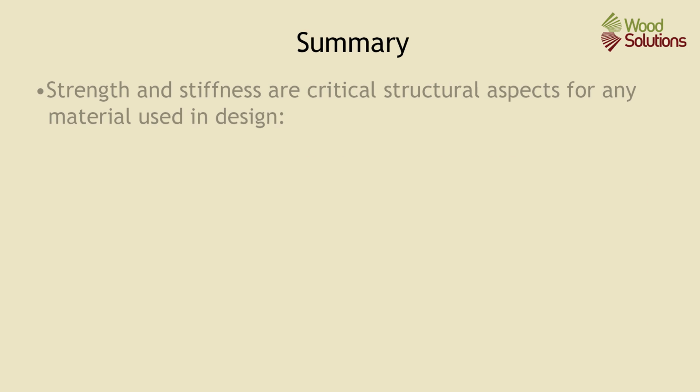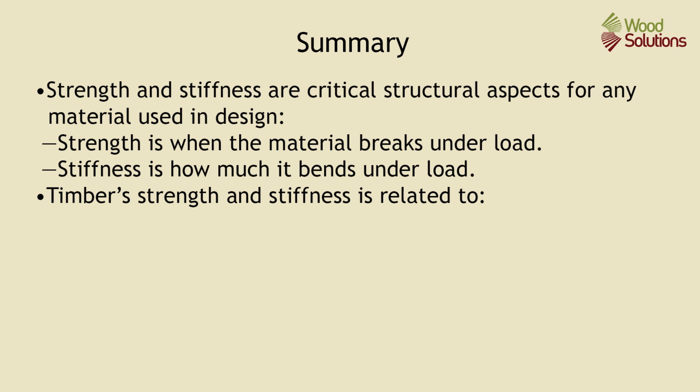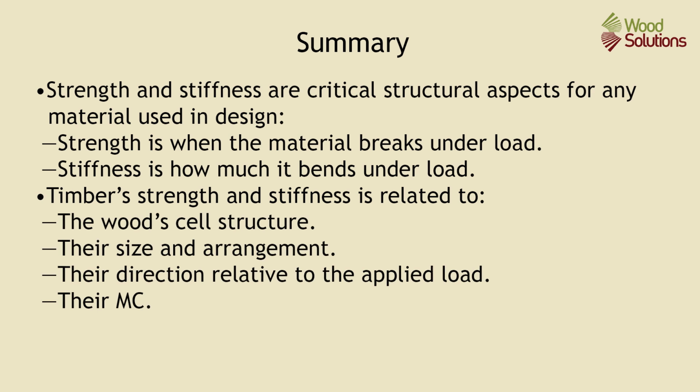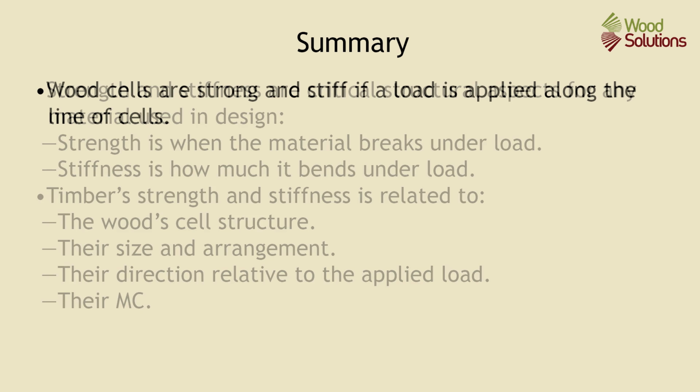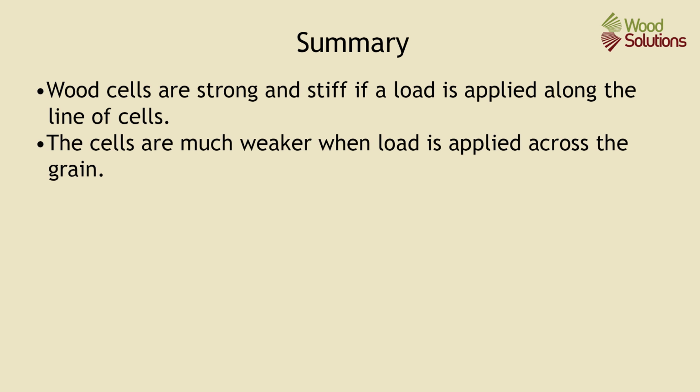In summary, strength and stiffness are critical structural aspects of any material used in design. Strength is when the material breaks under load, and stiffness is how much it bends under load. Timber's strength and stiffness is related to the wood's cell structure, their size and arrangement, and their direction relative to the applied load. Wood cells are strong and stiff if loads are applied along the cells. The cells are much weaker when load is applied across the cells.